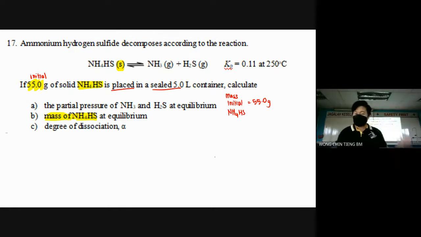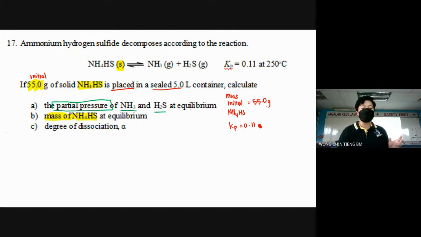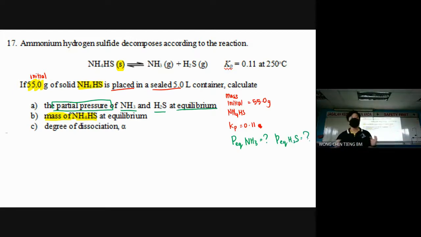Betul? So the second thing yang dia bagi adalah KP value given 0.11 tak ada unit. Okay? So saya ada KP value, saya ada mass of initial. Soalan pertama tanya is a guided question over here. The first question asking for the partial pressure of the ammonia and also H2S at the equilibrium. Bermakna yang kita nak cari adalah partial pressure equilibrium of ammonia sama dengan berapa? Partial pressure equilibrium of H2S sama dengan berapa? Yang ni yang kita nak cari. Soalan bermula dengan KP. Soalan nak pasal partial pressure.